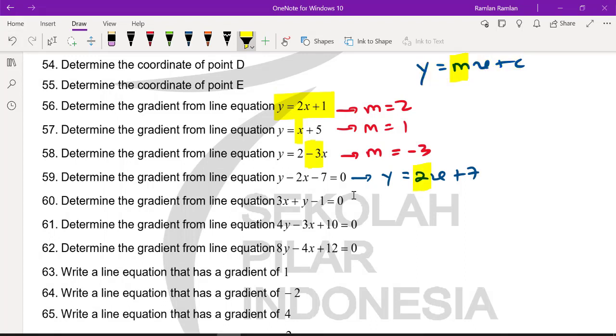So the gradient is this guy over here. So the gradient of this line is just equal to 2. Okay, the same thing with this one.